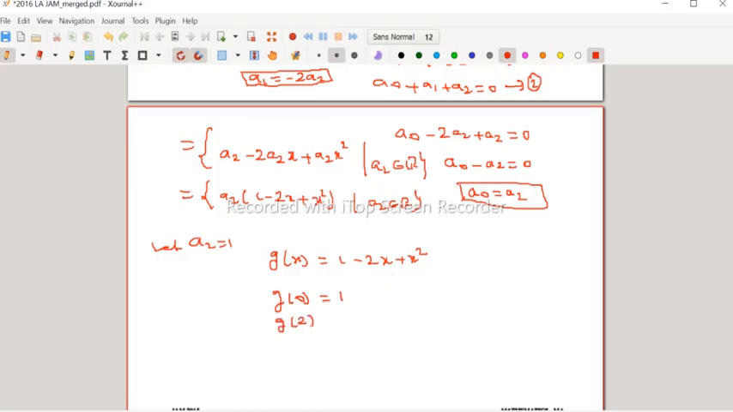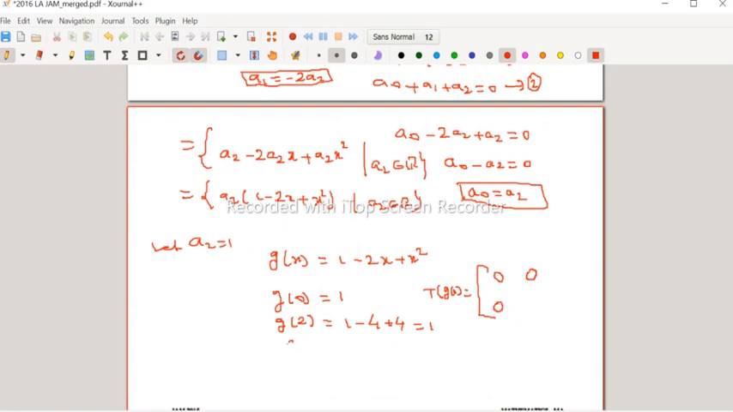What is g of 2? It is 1 minus, this is 2 into 2, 4, plus 4. Okay, that is nothing but 1. But in the matrix, what is the corresponding T of g of x? g of 0 minus g of 2, this 1 minus 1 is 0, we get 0. But already by the definition, these two entries are 0.